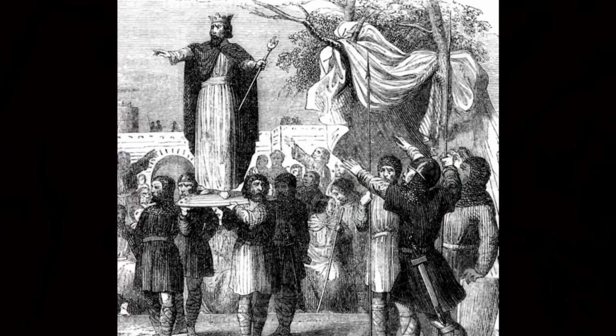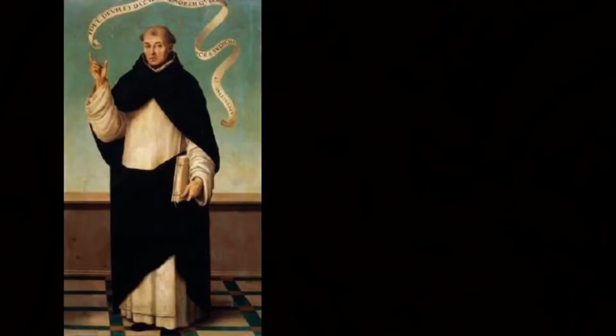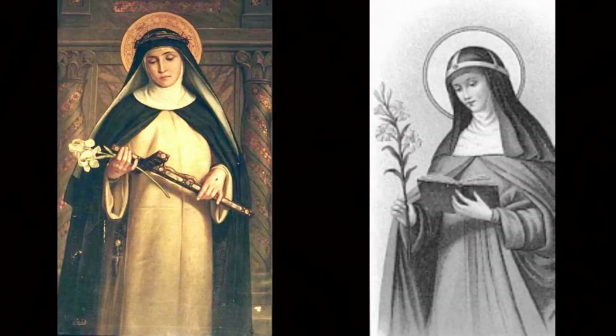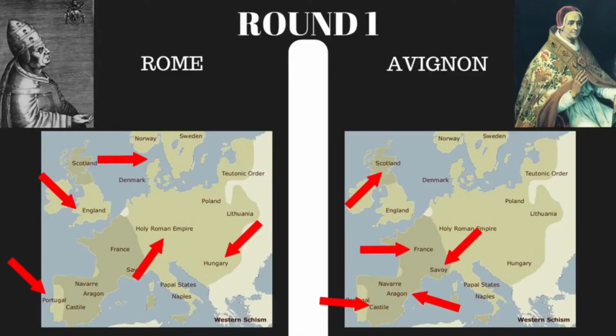It should be understood that while these decisions were made at the high level, usually just the individual monarchies, the devout among each populace, for the most part, fell in line and followed their king's lead. For example, Saint Vincent Ferrer and Saint Colette favored Avignon, while Saint Catherine of Siena and Saint Catherine of Sweden favored Rome. So we have round one of the Papal Schism established.